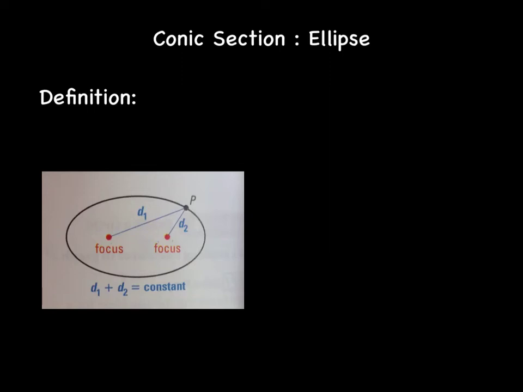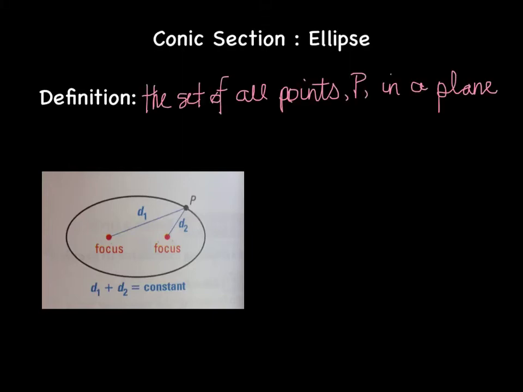The third conic section we will talk about will be ellipses. The definition of an ellipse is the set of all points P in a plane such that the sum of the distances between P and 2 points called the foci is a constant.